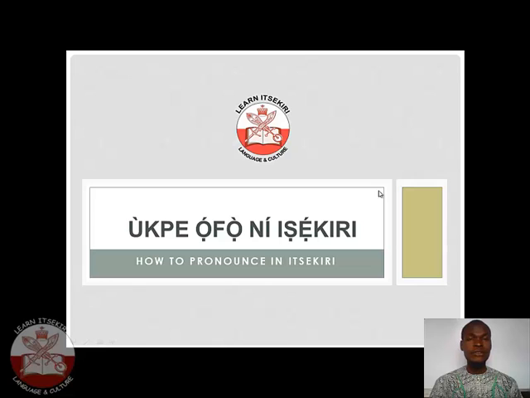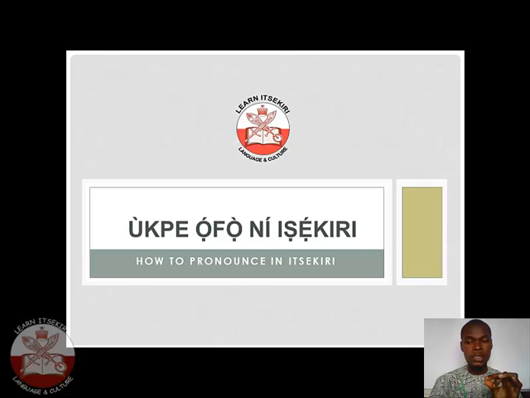The beauty of every language lies in its pronunciation. Itsekiri is a tonal and nasal language, hence pronunciation involves using your nostrils, that is the nasal cavity, and tonal emphasis like in French language. English is not a tonal language, or even a nasal language for that matter, like Itsekiri or French or Yoruba. It makes use of syllabic pronunciation, but Itsekiri makes use of diacritics.